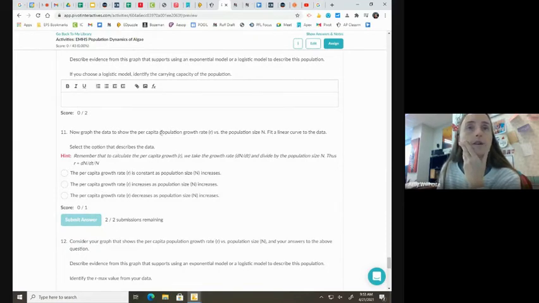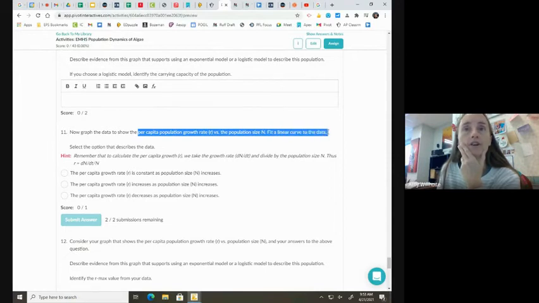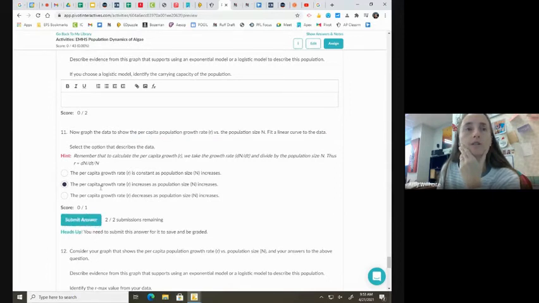All right, now you're going to graph showing. So you're just changing your graph over and over again, and then fit a linear curve in. This is kind of where it's getting a little bit more iffy on how much of this we actually need to do. Whoops, I selected an answer.